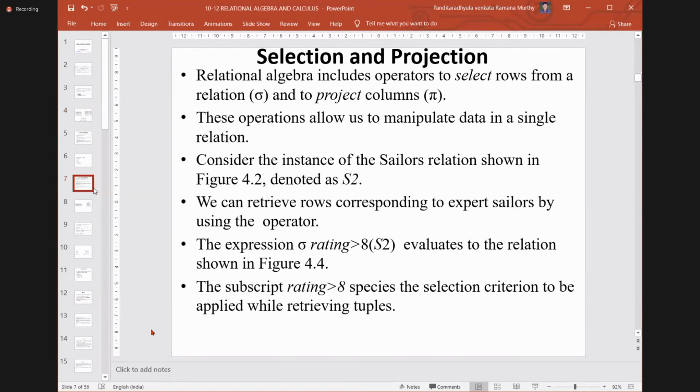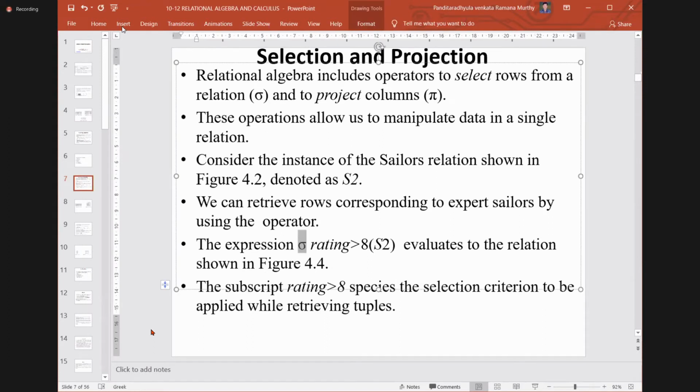I want to know some sailor's information, the complete information. Whenever I want to know the sailor's information, I can utilize the select operator. I can utilize the select operator. This is the way we can identify and use the select operator.